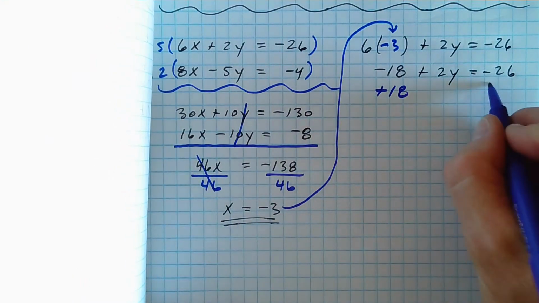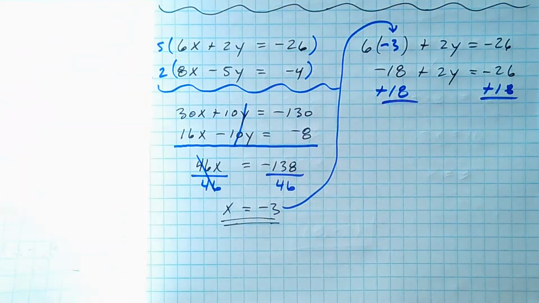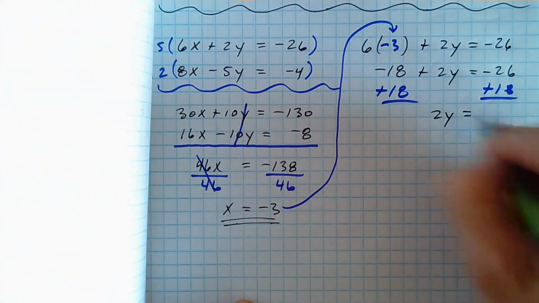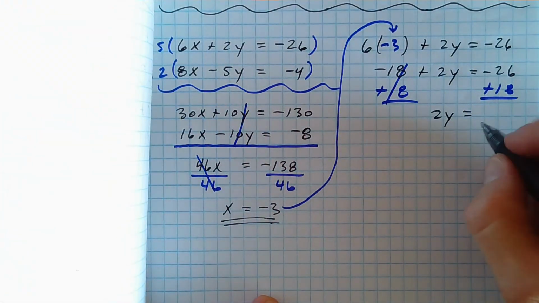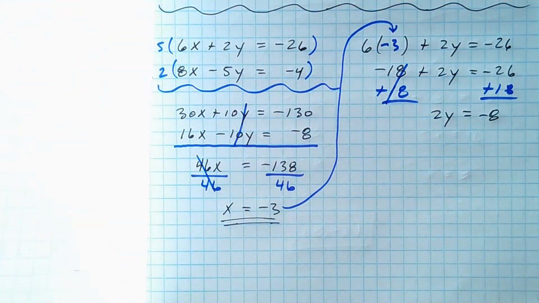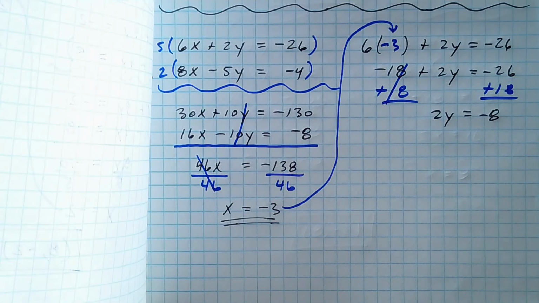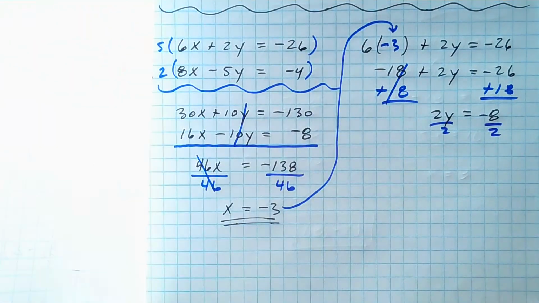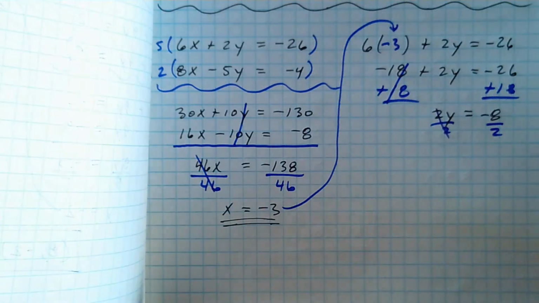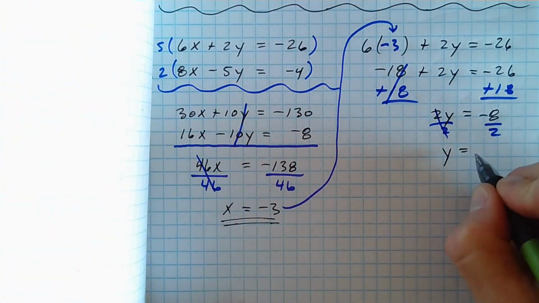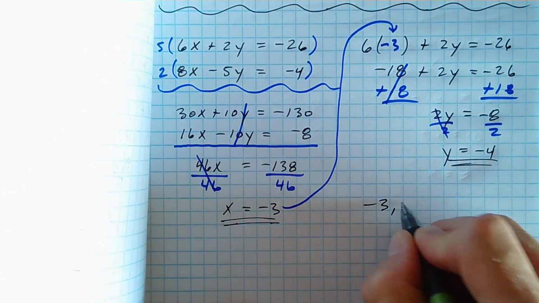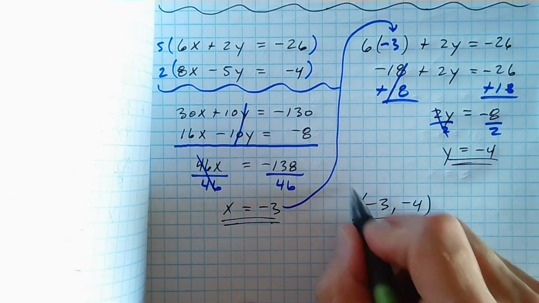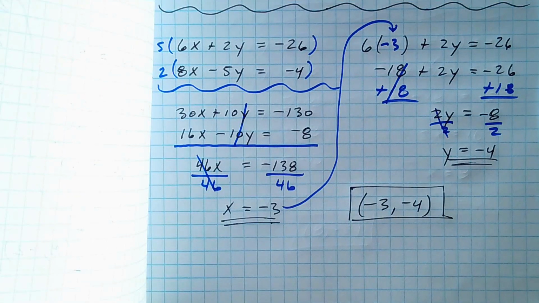I'm going to add 18 to both sides, and I'll have 2y equals, because that negative 18 plus 18 cancels out, and this is going to be equal to negative 8. And I'm going to go ahead and divide by 2, and I'm going to have y equals negative 4. All right, so my solution is going to be negative 3, negative 4.